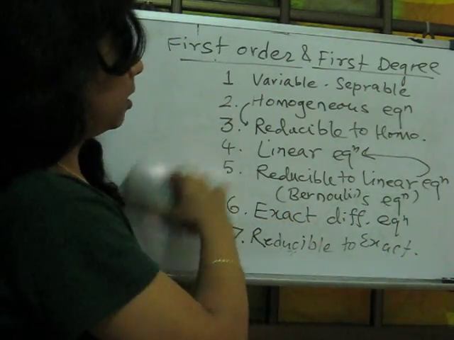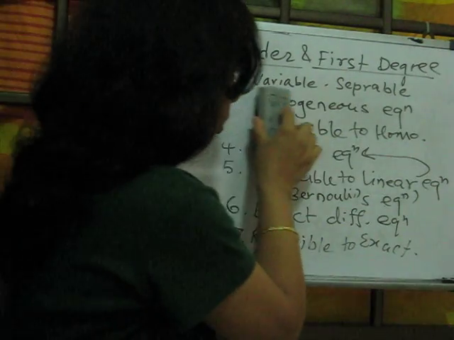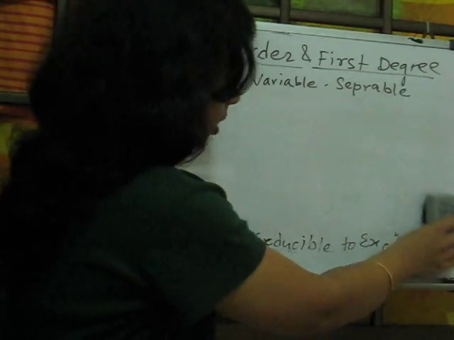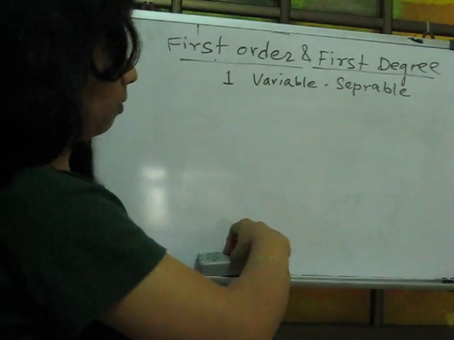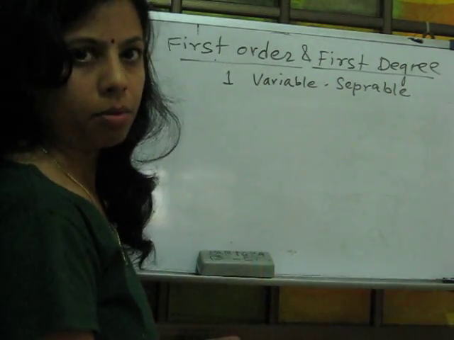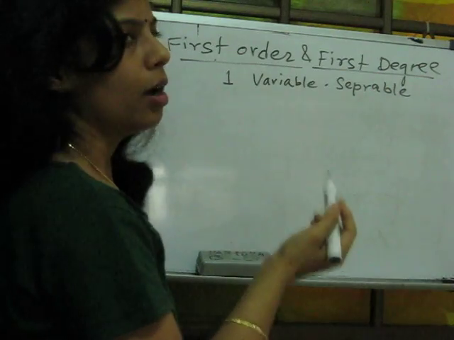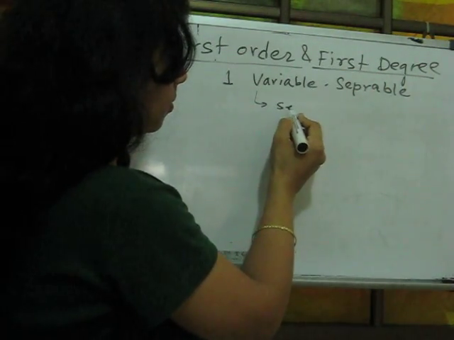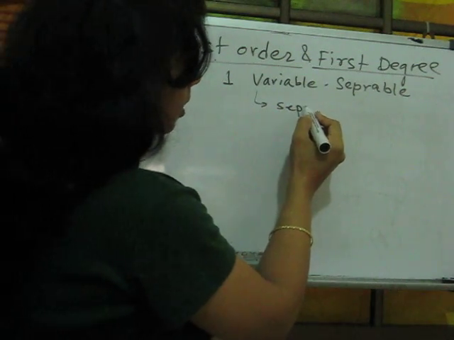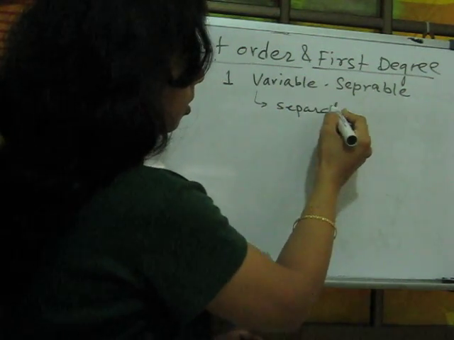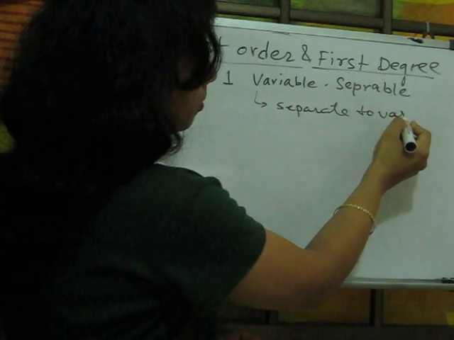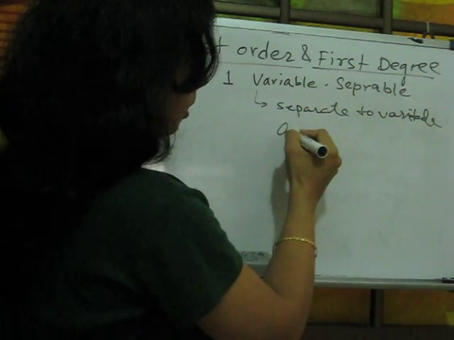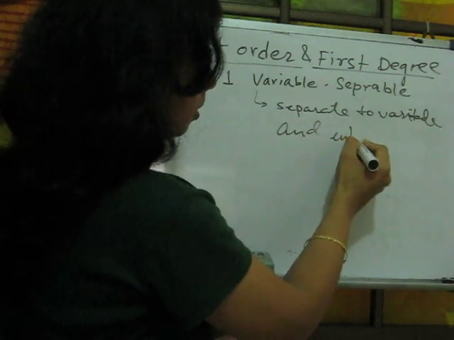So today we discuss the first method, the most simple and easy to understand differential equation. First is the variable separable. As its name says, we have to separate the variables and integrate it.